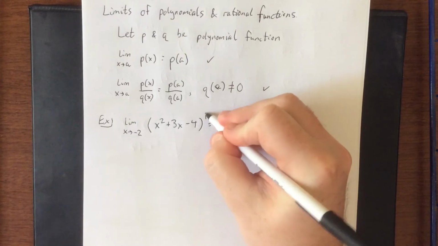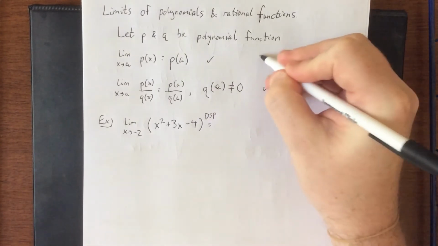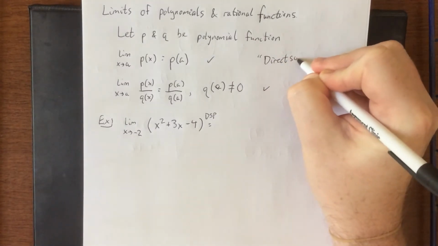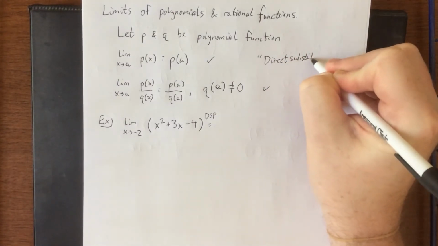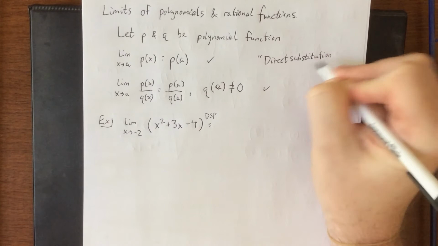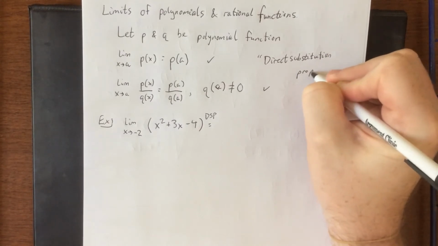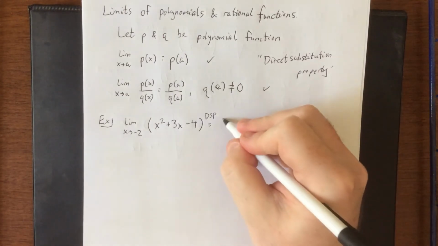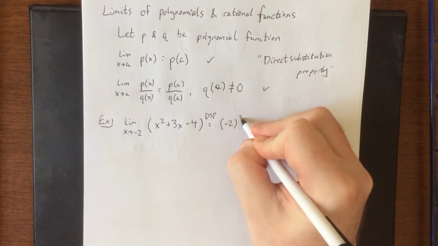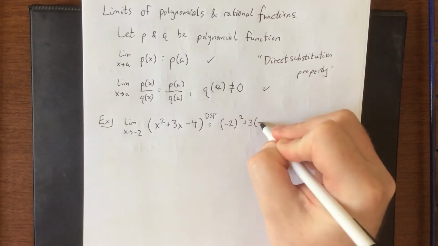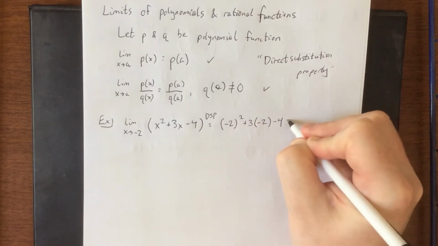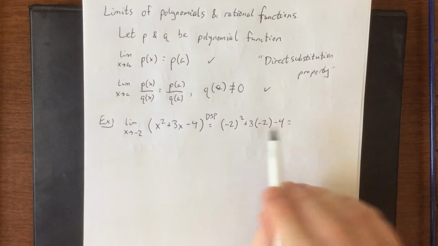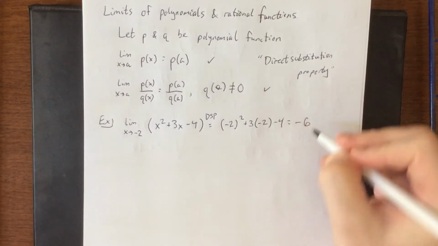The direct substitution property, I should probably write that down up here as well. Direct substitution property. I'm going to refer to it as DSP for short. The direct substitution property says try plugging it in, and if you happen to get a number out of it, then you're set. I have 4 minus 6, that's going to be -6.